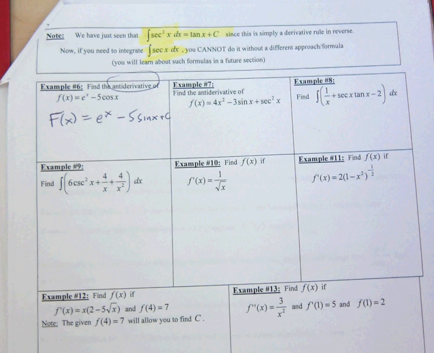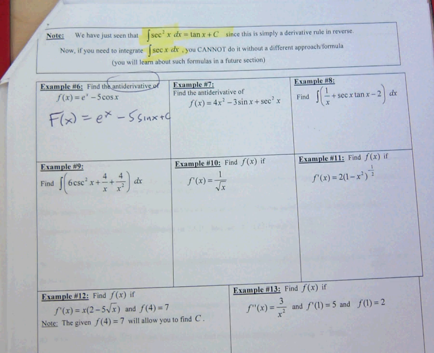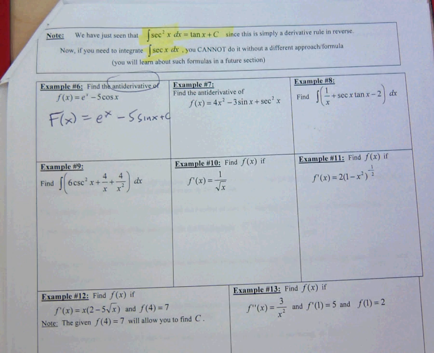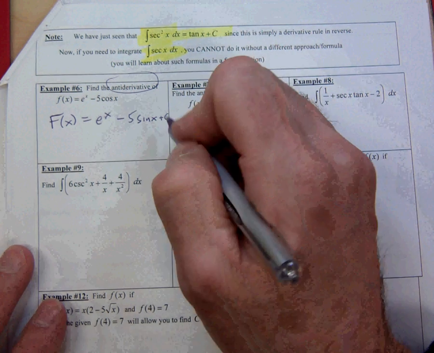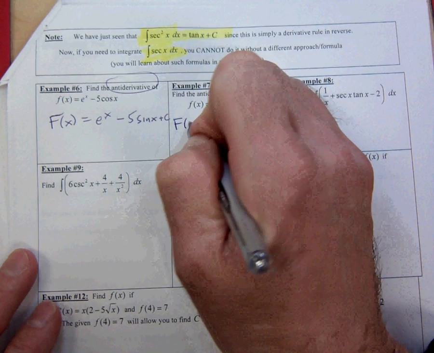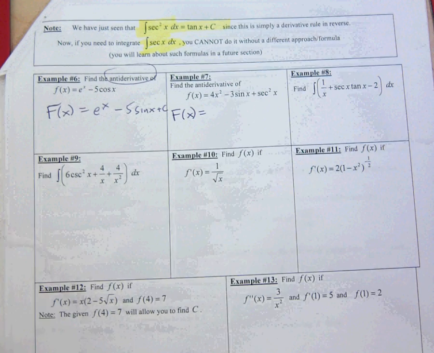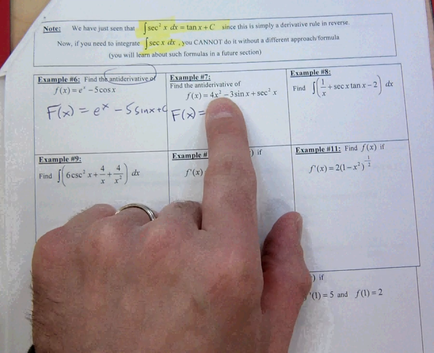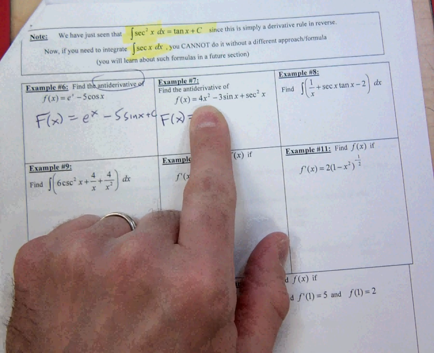Okay, any questions on that? It's just using your derivative rules backwards. Okay, James. How about this one? Again, I want to find the antiderivative, which we just typically call big F. Okay, no big deal, but go ahead. So what would I do here to find the antiderivative of that?